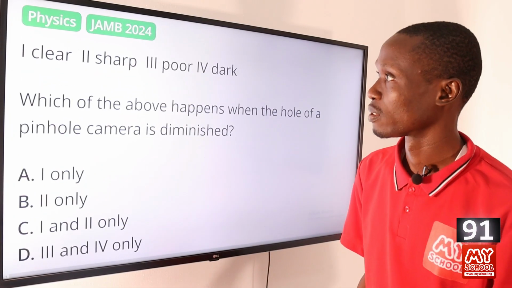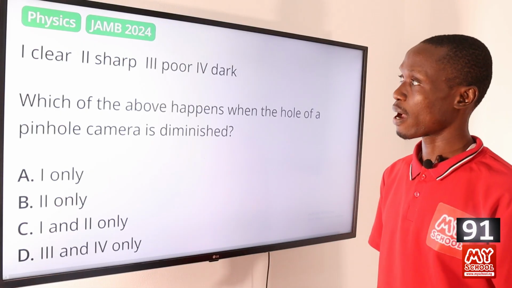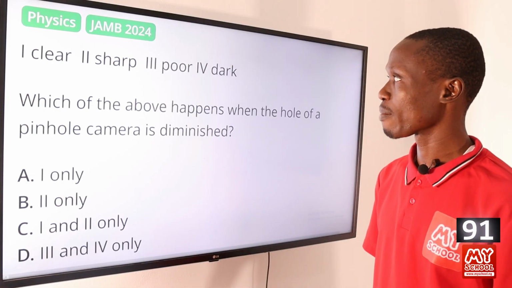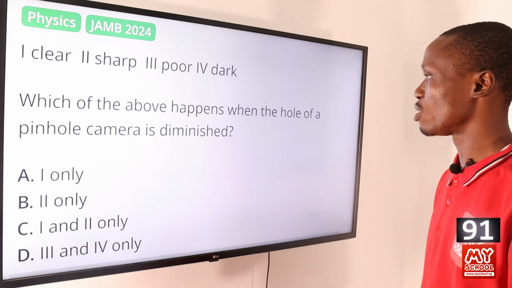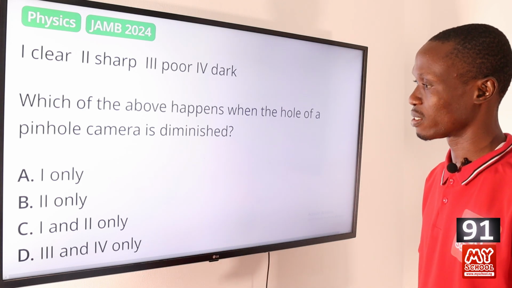Question 91. I clear, II sharp, III poor, IV dark. Which of the above happens when the hole of a pinhole camera is diminished?